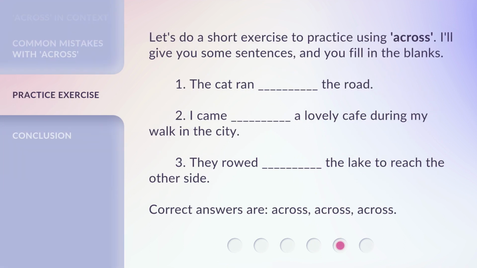Let's do a short exercise to practice using across. I'll give you some sentences, and you fill in the blanks. 1. The cat ran blank the road. 2. I came blank a lovely cafe during my walk in the city. 3. They rode blank the lake to reach the other side. Correct answers are across, across, across.